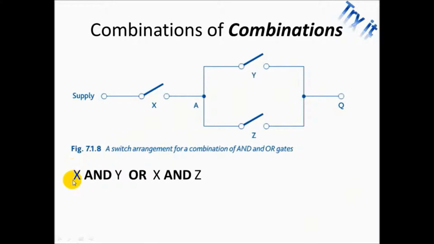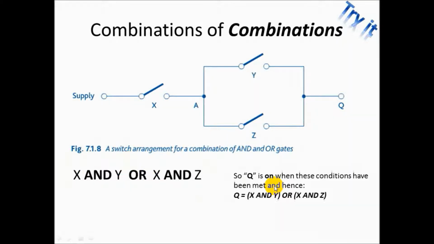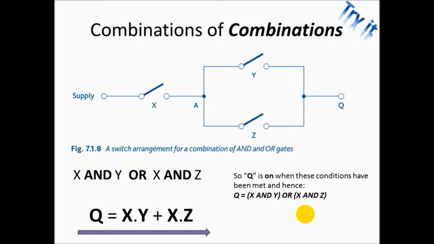You could put brackets around these. Okay, so Q is on when these conditions have been met, and hence Q equals X and Y, or X and Z. And we write it like that. The full stop represents the AND and the plus represents the OR.